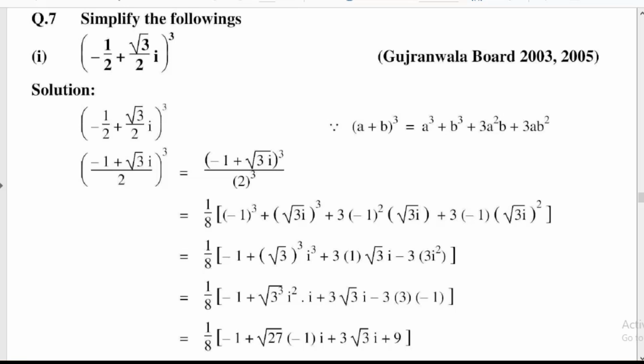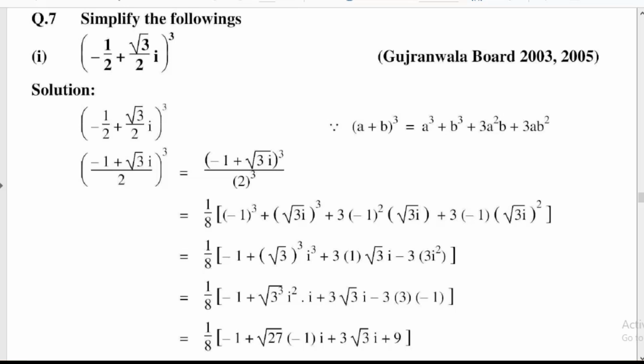So (-1 + √3 i)/2 can also be written in separated form, that is (-1 + √3 i) whole power 3 divided by 2 power 3. So 2 power 3 is equal to 8. (-1 + √3 i) whole power 3 can be written using the formula: (a + b) whole cube is equal to a cube plus b cube plus 3a square b plus 3ab square.